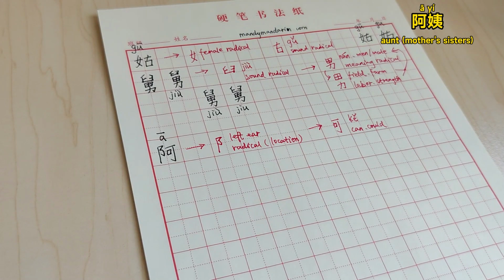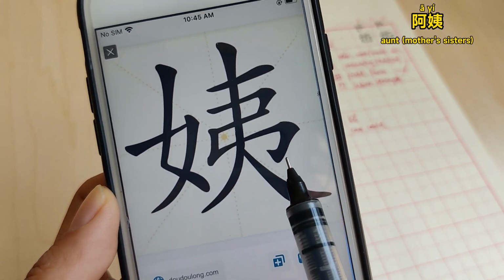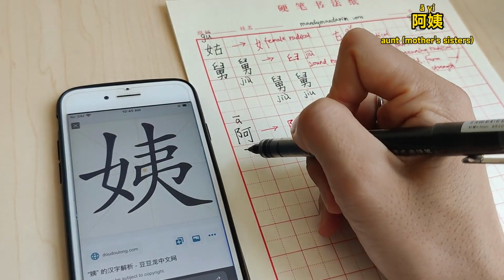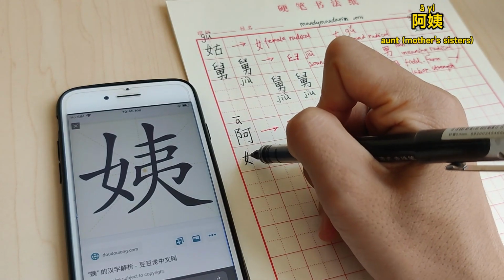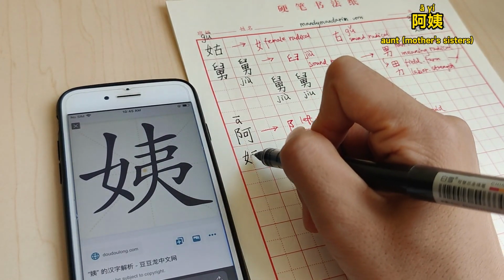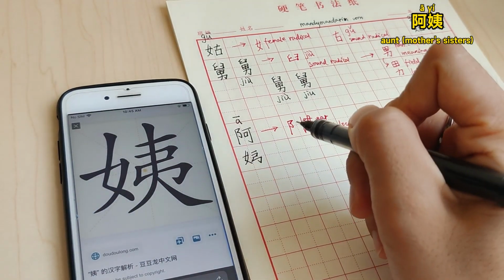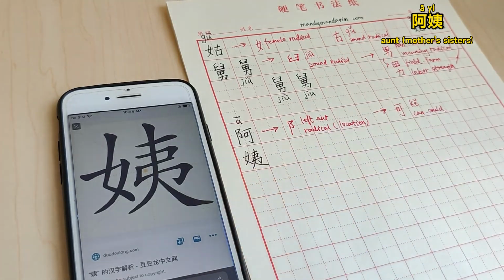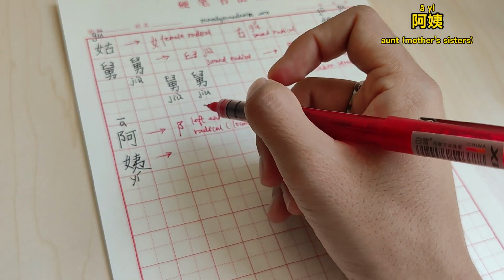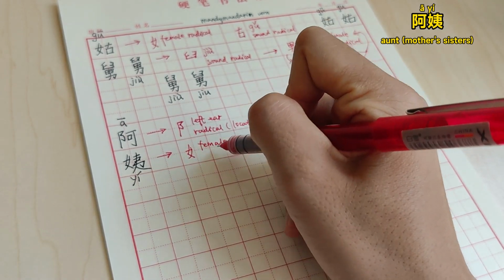As for the Yi, this is how we write the Yi. It's a left-right structure, and on the left, it's a female radical. And on the right, we go 1, 2, 3, 4, 5, 6. This is Yi. Let's take a good look at it. On the left, this is the female radical.